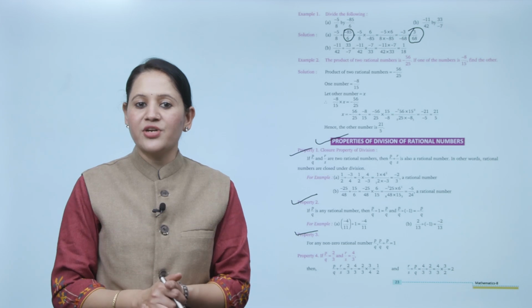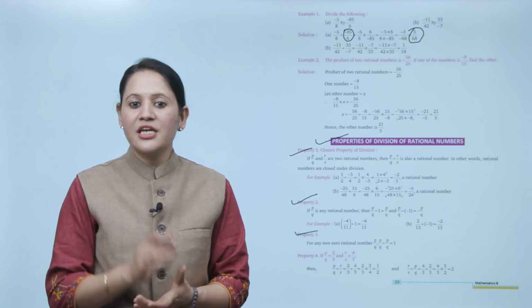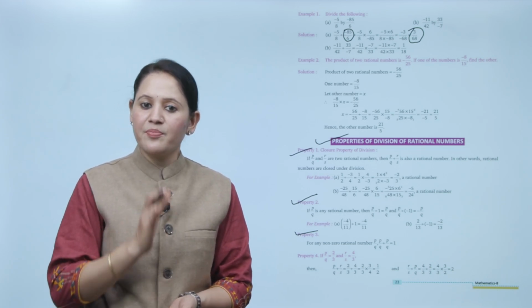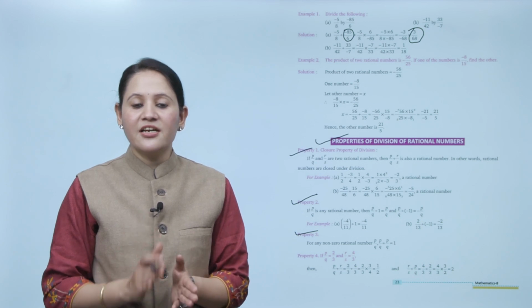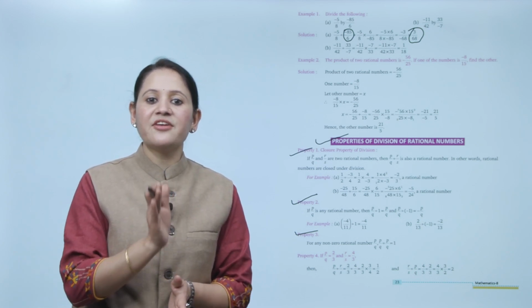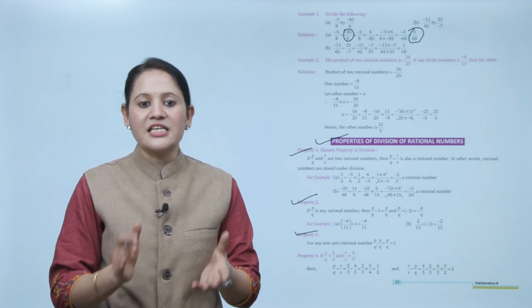For any non-zero rational number P upon Q, what will it become? P upon Q divided by P upon Q means if you divide a rational number by the same rational number, you will get 1 as a result. Next, property 4.